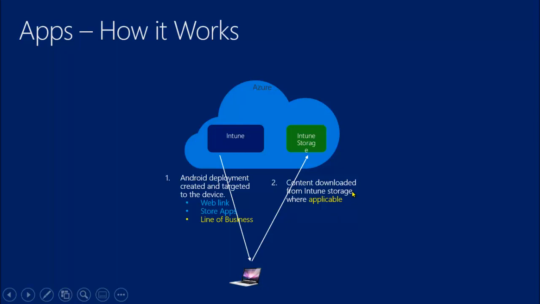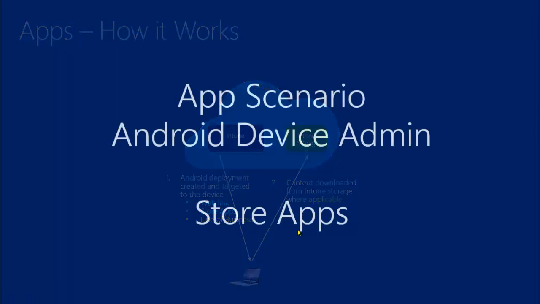So in that case, the content would be downloaded from the Intune storage to the device. Now, even the non-line of business, or non content that you don't have to curate, there's still going to be content that will have to be downloaded, but specifically your content, line of business content, will be stored up in Intune storage and will have to be downloaded to the device, right? Hopefully pretty simple.